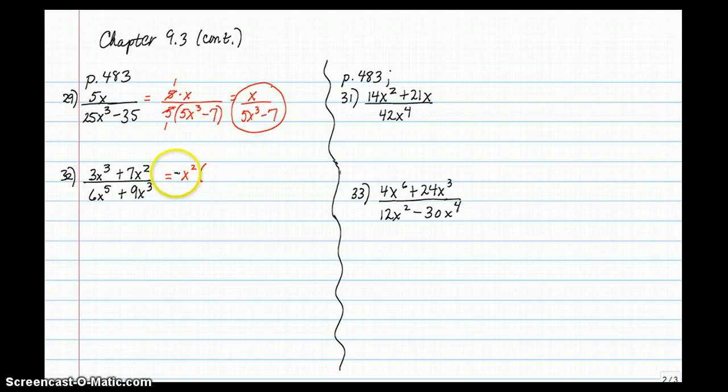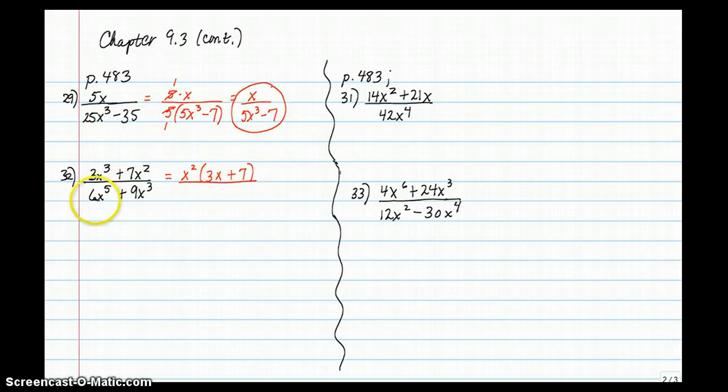Some people do, some people don't want to. So x squared is x times x. So we have x squared times what is 3x cubed? Well, that's 3x. So x squared times another x is x to the third. X squared times what is 7x squared? Well, that is going to be plus 7.